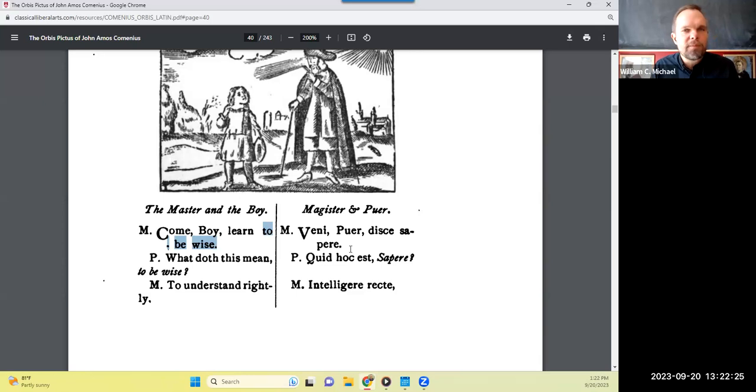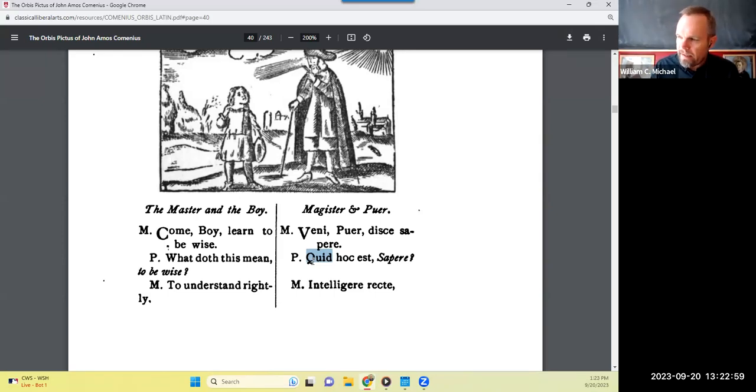So come, follow me, be my disciple, the master says to the boy. And then the boy responds and says, quid hoc est sapere, quid hoc est. Now, notice we have a question mark at the end of the sentence, so we have a question. And this first word that begins with a Q, and you'll see this is true for many Q words, this first word is the question word. What does quid mean? Who knows what quid means? It's a question. What does quid mean? What? Very good. All right.